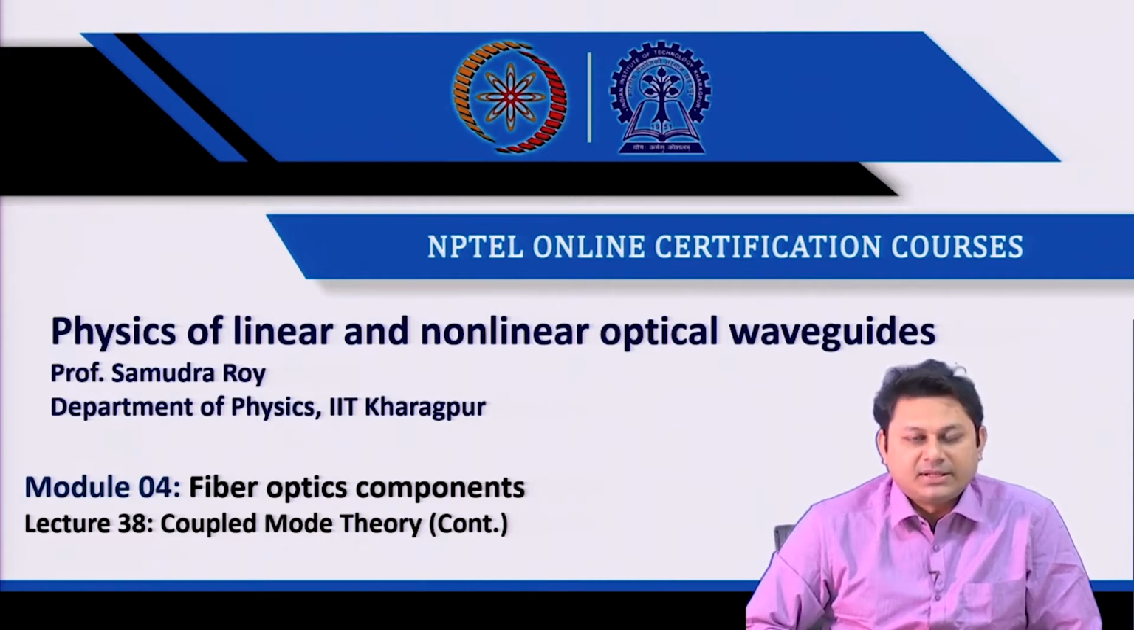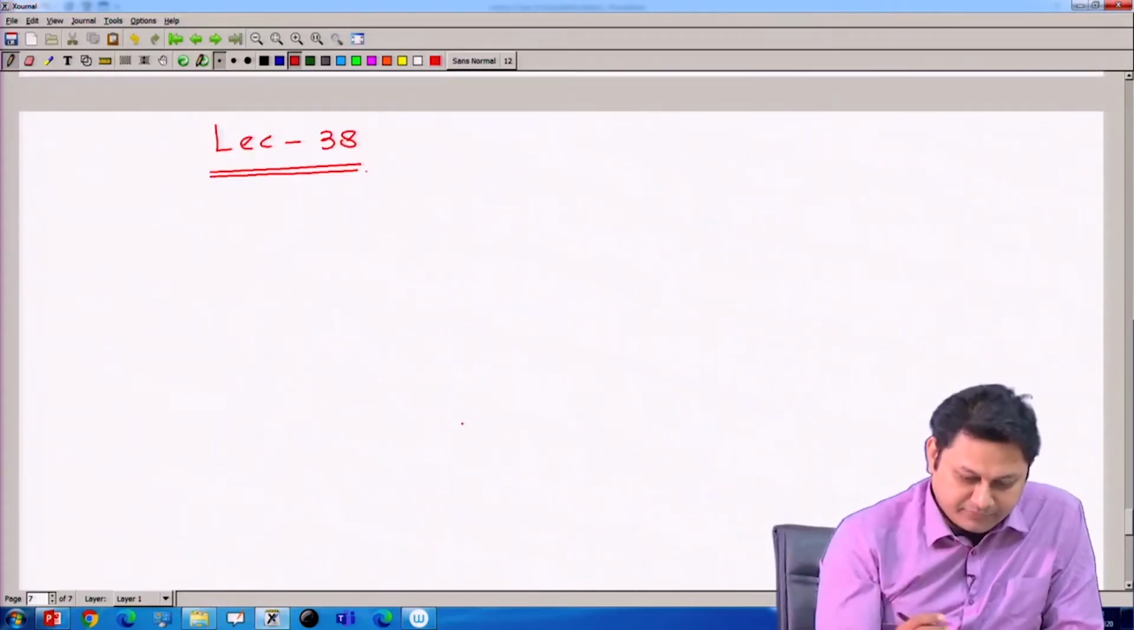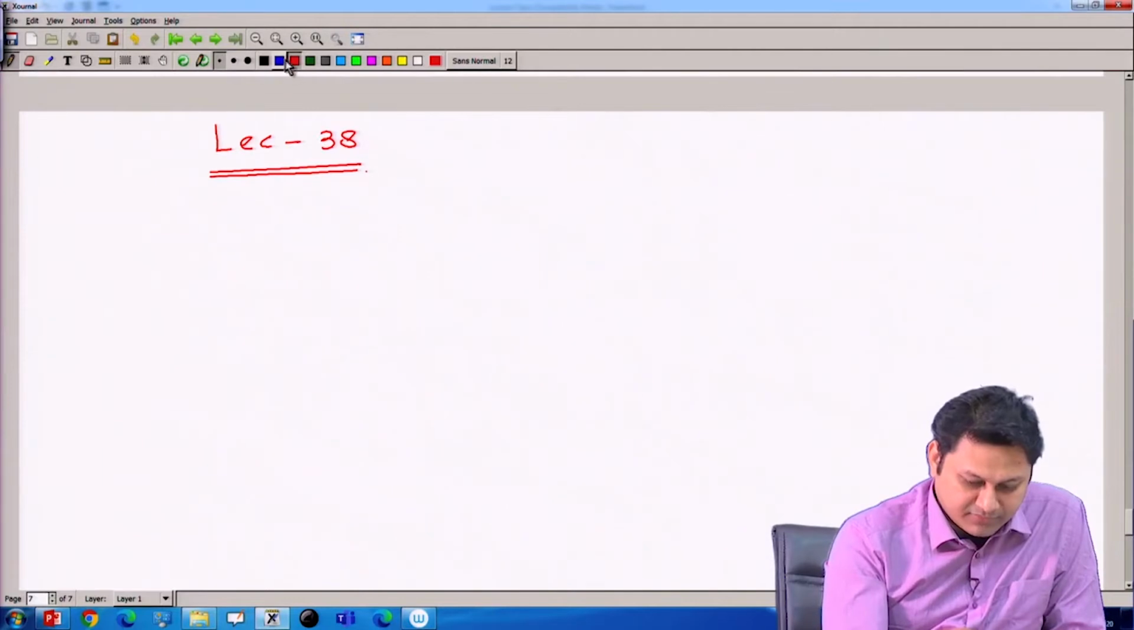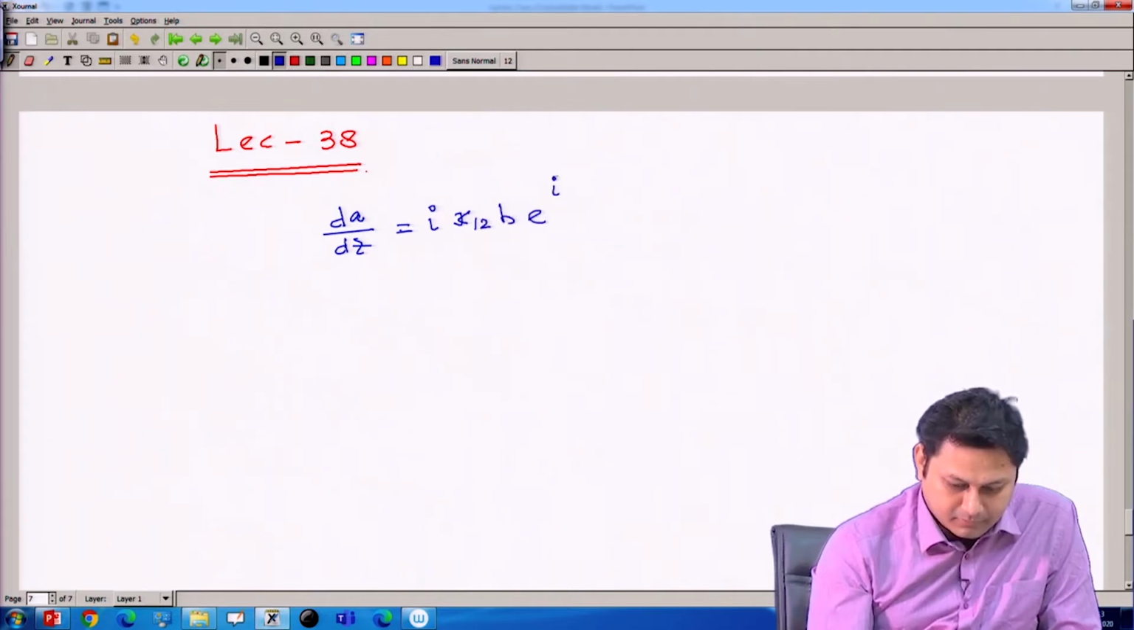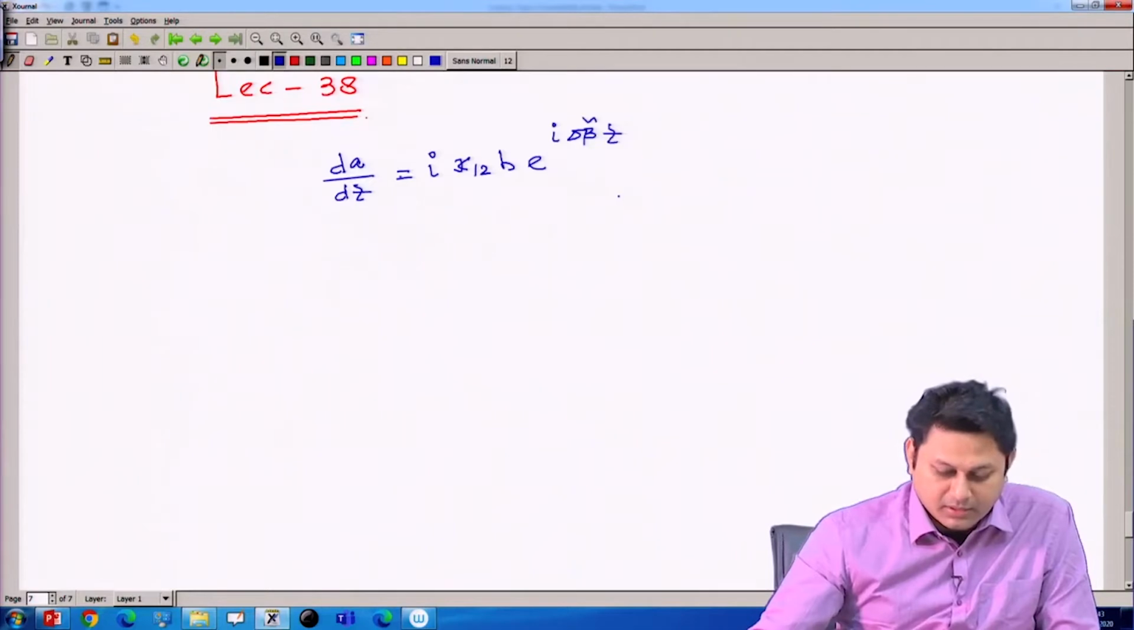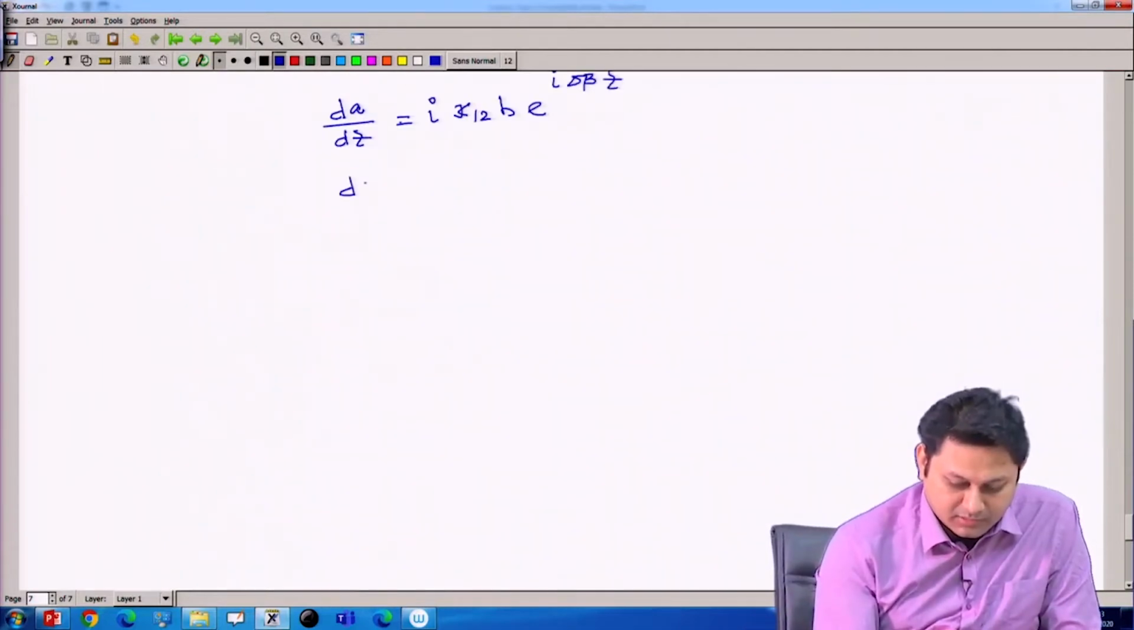So today we have lecture number 38 and we are going to continue the calculation related to the coupled mode theory. In the last class we figured out the differential equations of the two amplitudes of these two modes which are going to evolve over the system in this way. This was one equation and another equation was this.